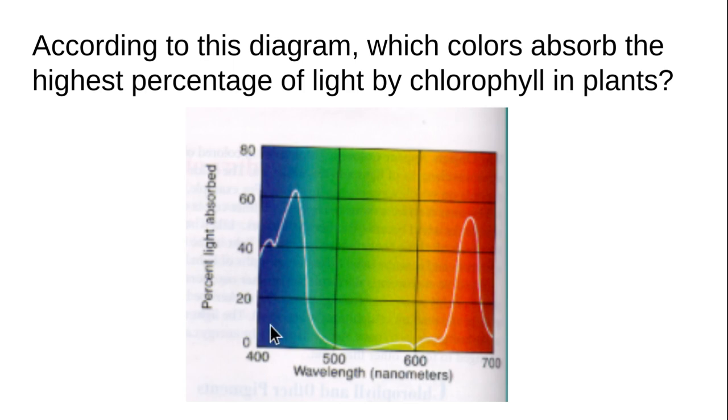So when we take a look at chlorophyll, chlorophyll can absorb some colors of light better than others. According to this graph, which colors absorb the most light? Red and blue are absorbed best by the chloroplast. So the chlorophyll and chloroplasts absorb red and blue the best. And the reason for this is because most plants are green, which is in the middle here.